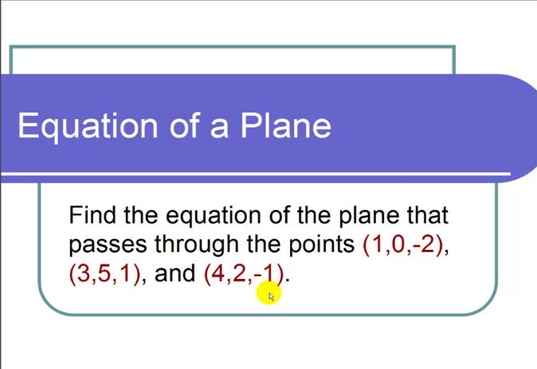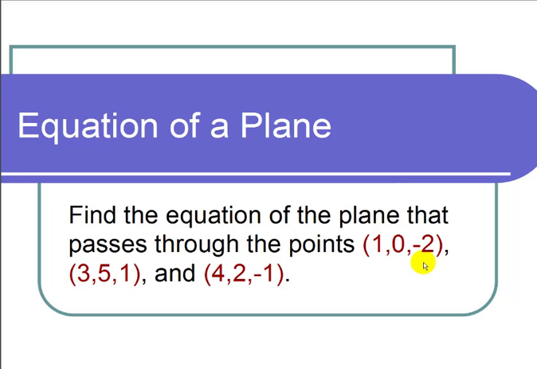The point, I can choose any of these 3 points. I'll end up choosing (1, 0, -2) for my point. So the hard part is to find the normal vector. A normal vector is orthogonal to every vector on the plane. If I can find 2 vectors that are on the plane, then I can cross those 2 vectors, and that will give me an orthogonal vector to the plane, or the normal vector.